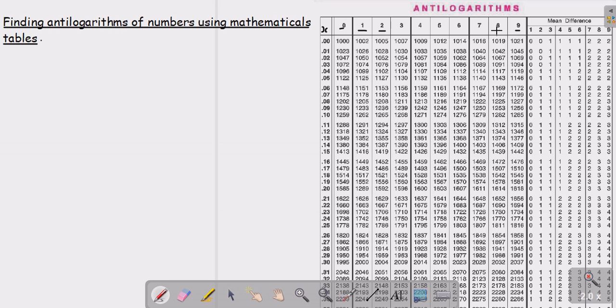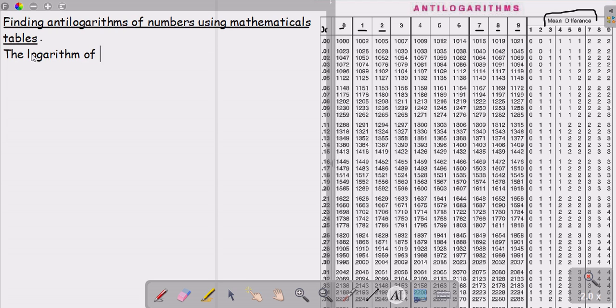And then we have the other part of the table, which is for mean difference, or some people call them addition parts. You find I've written there just "add". When we come to this, you are going to see how to get the antilogarithms using this table.